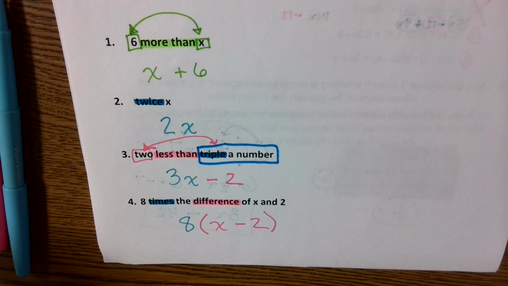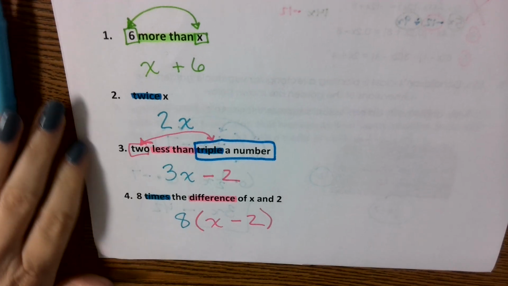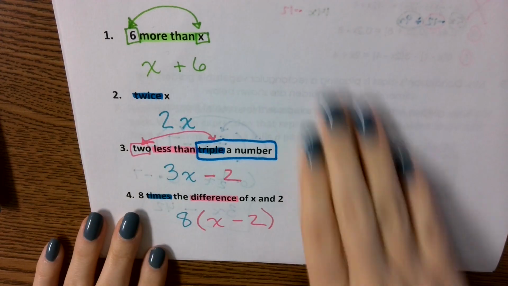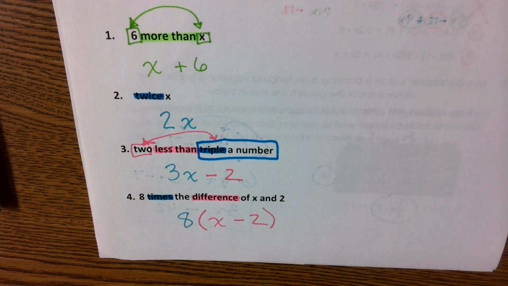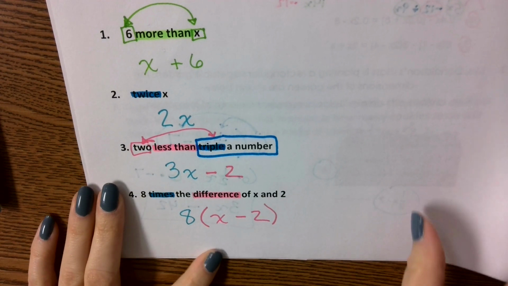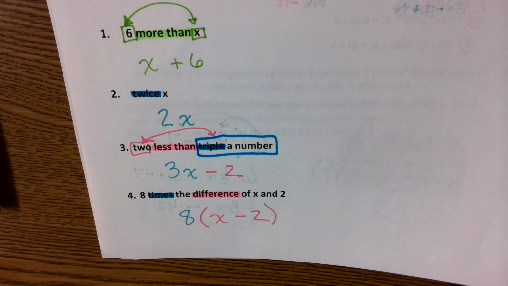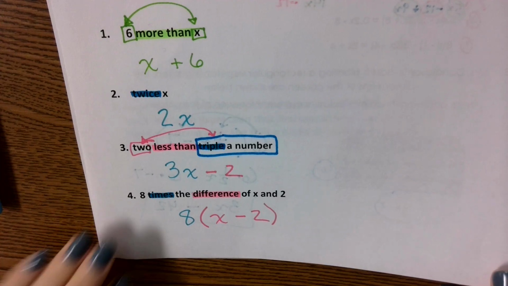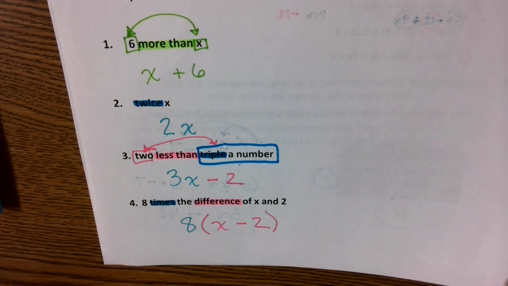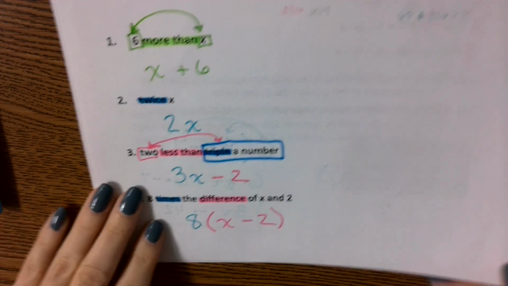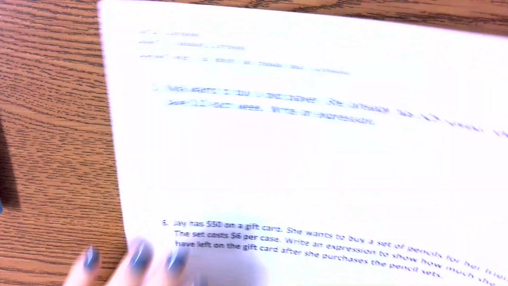All right, and then we've got some contextual problems. We don't always have just straightforward phrases for our expressions. Sometimes we have to identify based off of a word problem that's been given to us. So go ahead and flip it on over to the next page. We are almost done for the day, and you will not have any homework tonight, no assignment. Okay? All right.